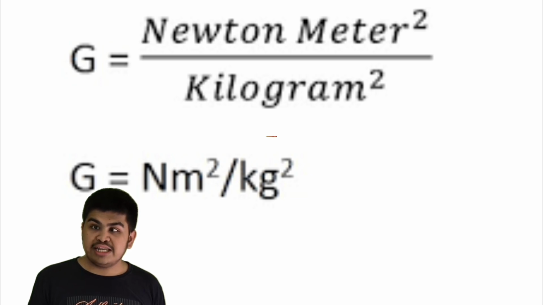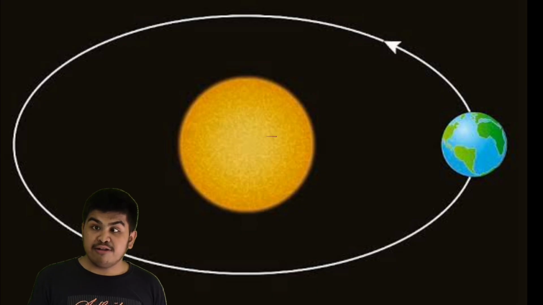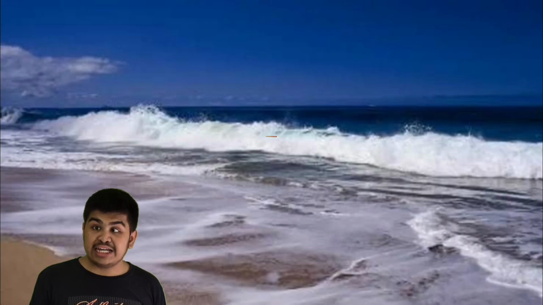Now we will see the daily life examples of gravitation. For example, when an apple falls on earth, it is an example of the universal law of gravitation. When the earth revolves around the sun, it is also an example of the universal law of gravitation. Tides, spring tides, high tides, they are also an example of gravitational force.